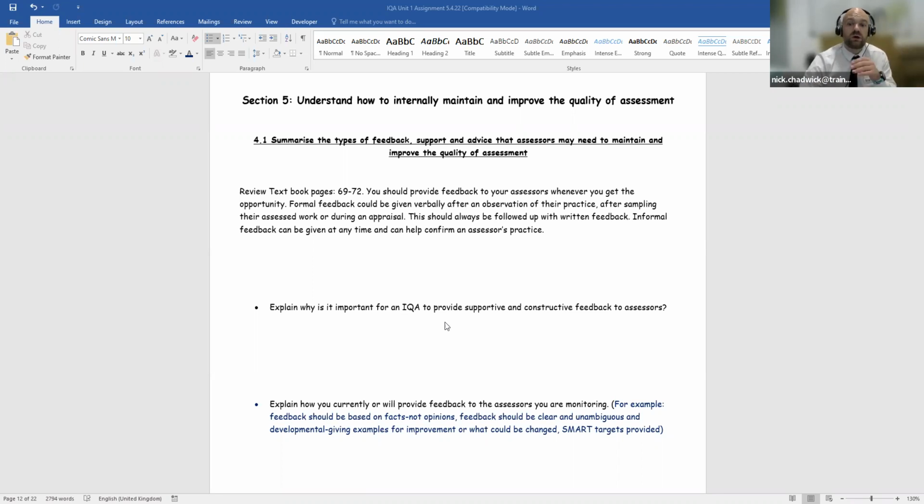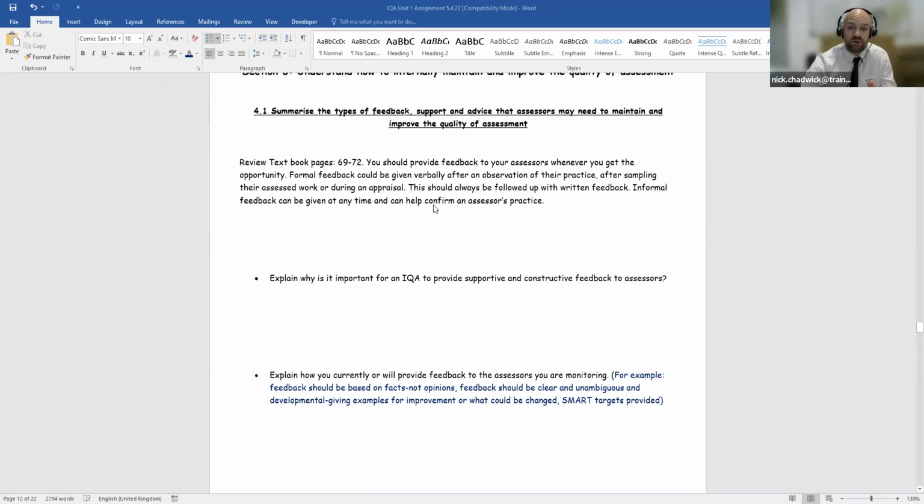Okay. So as an IQA, you should provide feedback to your assessors whenever you get the opportunity to do so. This can be in an informal way. It can be perhaps in a formal way as well, but we're just there to be supportive, okay? And bearing in mind, we do work with our assessors or trainers day to day, so we do need to keep that approachable relationship as well. So we need to be constructive with the feedback that we give and not destructive as well.